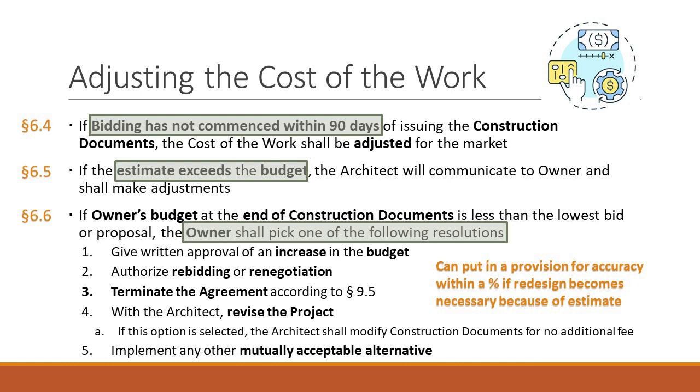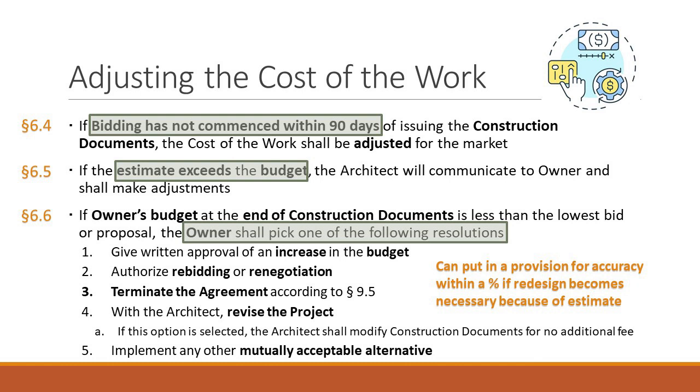So, if the owner's budget under 6.6, if the owner's budget for the cost of the work at the conclusion of the construction document phase is exceeded by the lowest bona fide bid or negotiation proposal, so that's what happened. The lowest bid that we got on this project was 18% over budget. What happens? The owner shall give written approval of an increase in budget. That wasn't going to happen on our end. They would authorize rebidding or renegotiation of the project.